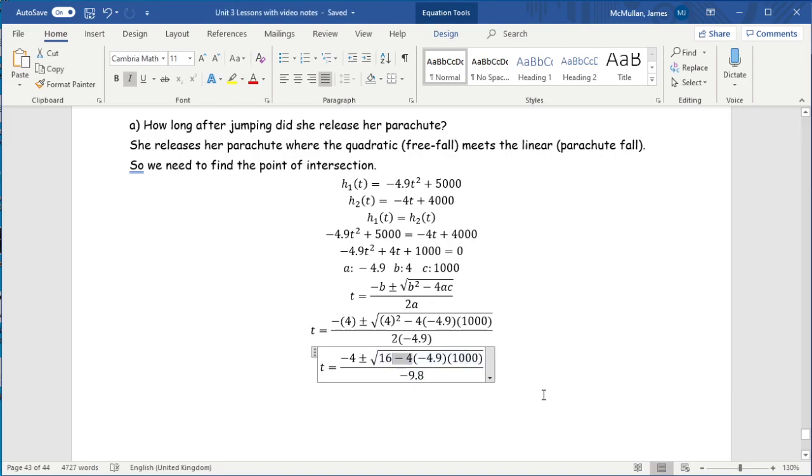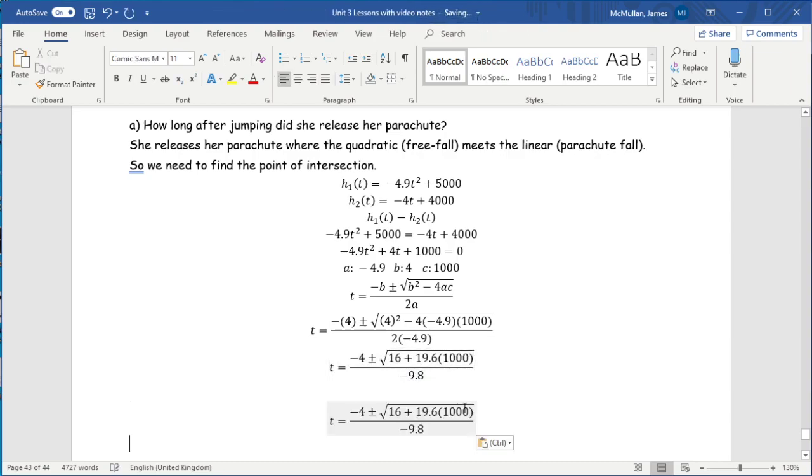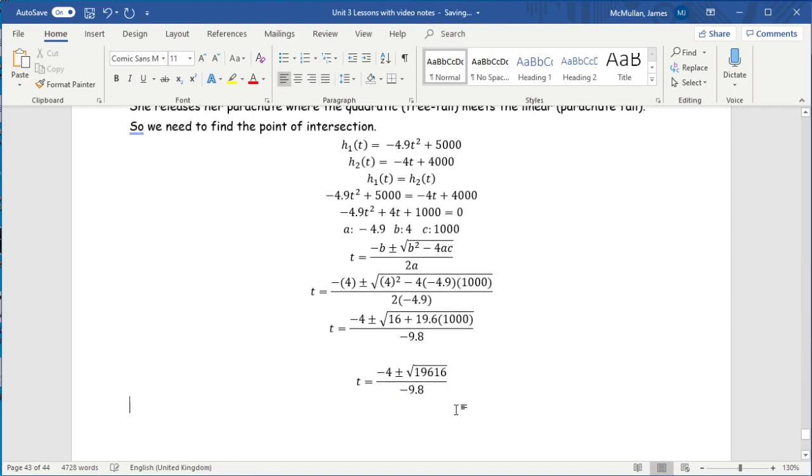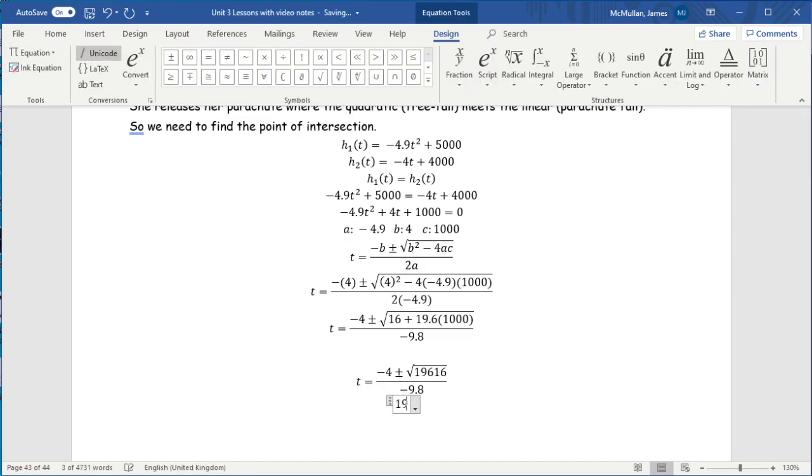Okay, so negative 4 times negative 4.9 is going to be 19.6, but it's going to be positive because they're both a negative number, right? So then I can go 19.6 times 1,000 is 19,600, and then I can add 16 to it, and I get 19,616.